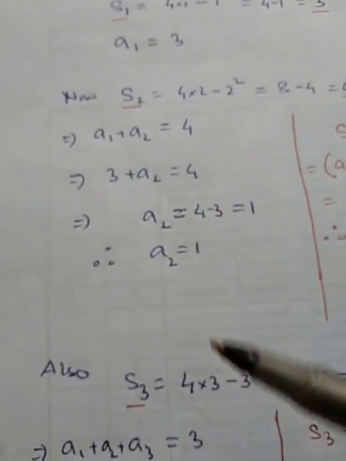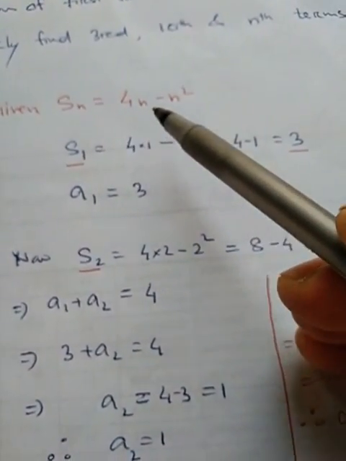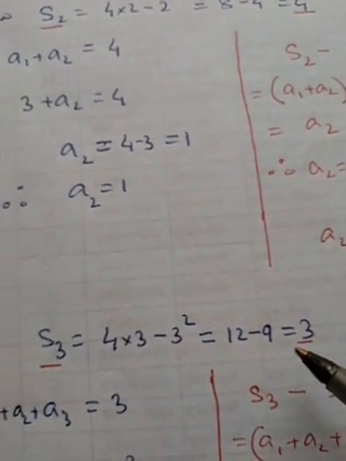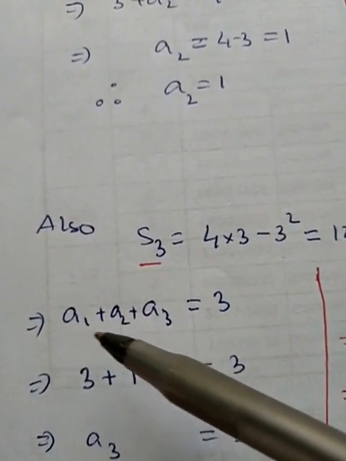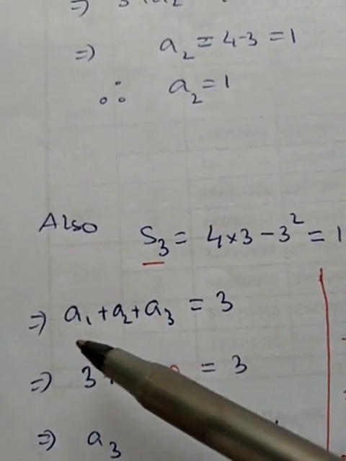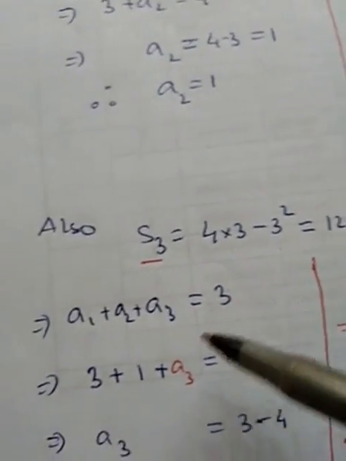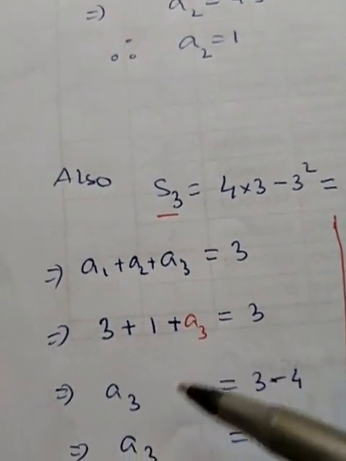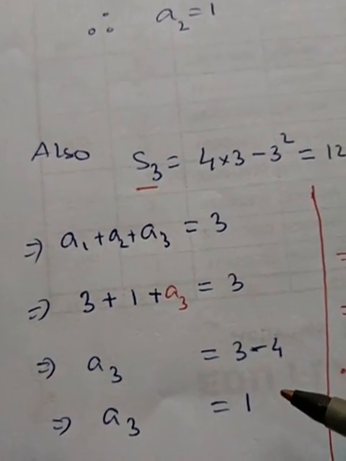Now let us find S3. S3 is again 4 into 3 minus 3 square, which is 12 minus 9, so 3. In place of S3 we can write A1 plus A2 plus A3, because S3 means the sum up to the third term. On the right side it is 3. Now A1 and A2 values we have already got, and we put them here. So A3 is 3 minus 4, that is minus 1.